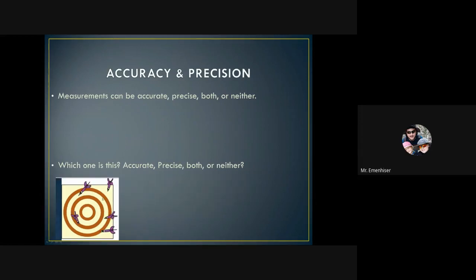And then this guy, John, not precise nor accurate. Did not hit bullseye, nor are his darts together.